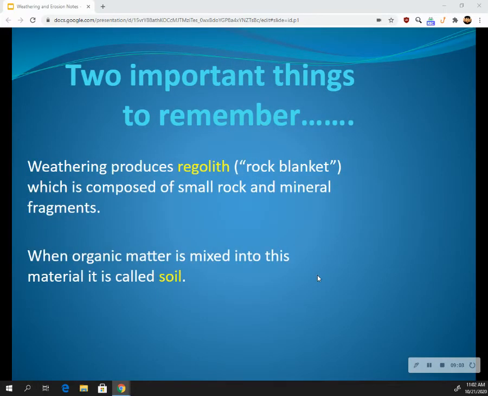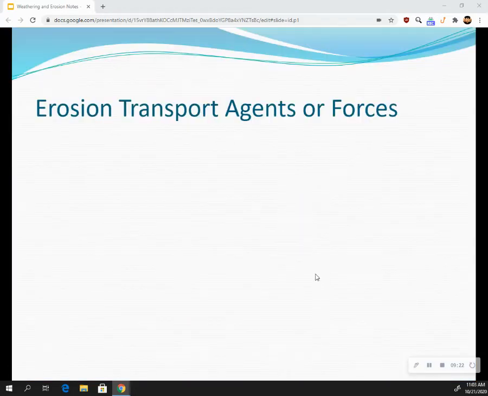So, important things to remember. Regolith is a rock blanket composed of small rock, and when organic material is mixed with that regolith, it is now soil. So regolith has no biological organic matter. Organic matter in it means it is soil. That's why we call regolith moon dust.